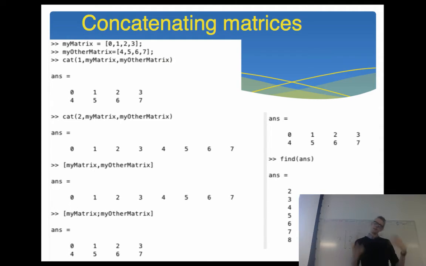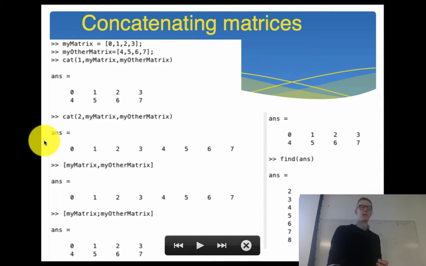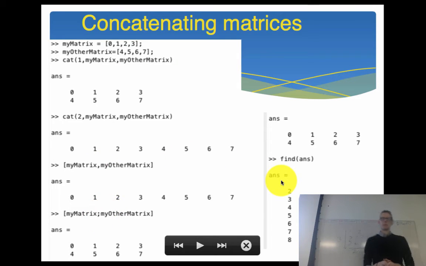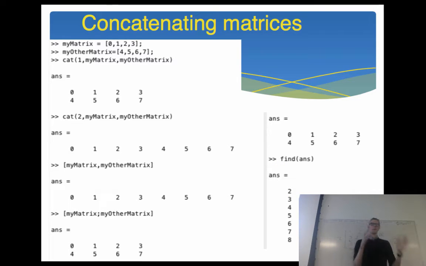So this is the way of doing this with a function. What I find myself doing most often is using this square bracket notation with commas and semicolons to do exactly the same thing. So in MATLAB, rather than using the cat command, you can actually type my matrix, comma, my other matrix, and it will put all the elements of the first matrix and then glue them to all the elements of the second matrix on the same row.